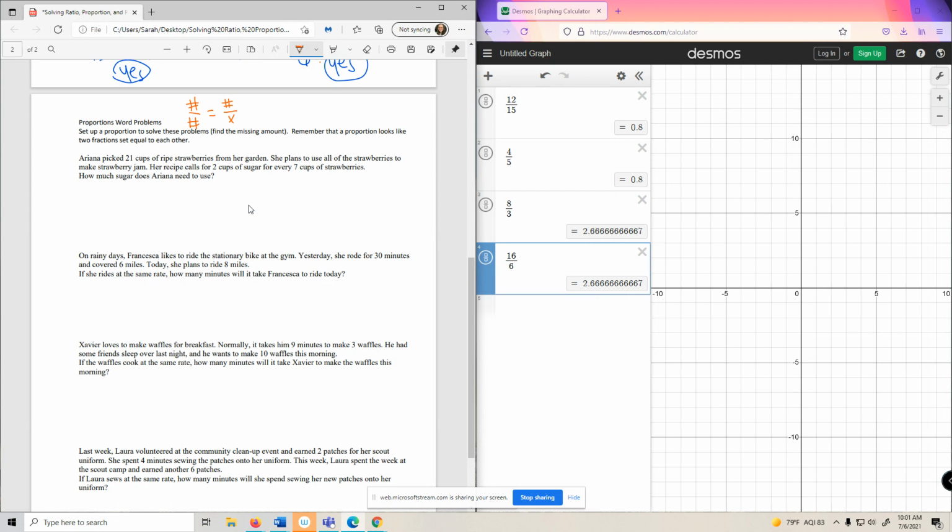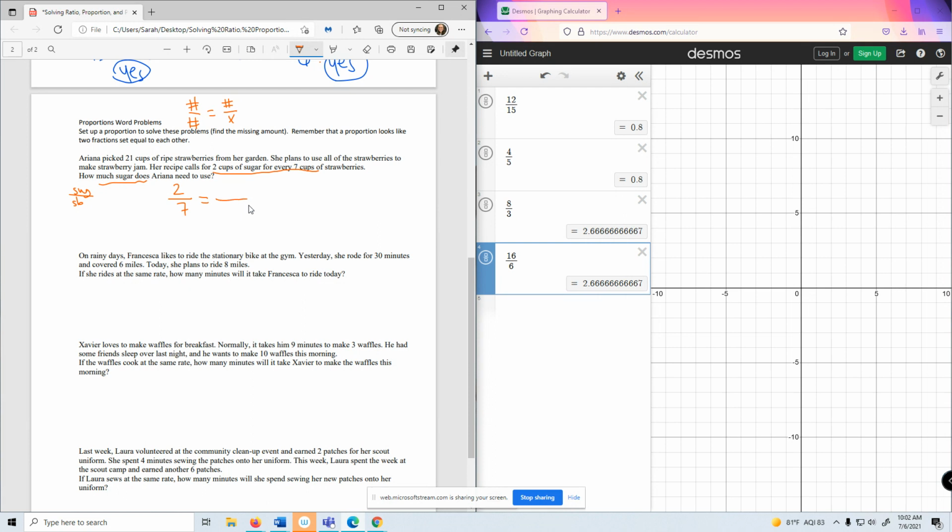Ariana picked 21 cups of ripe strawberries from her garden. She plans to use all of the strawberries to make strawberry jam. Her recipe calls for 2 cups of sugar for every 7 cups of strawberries. So we have sugar over strawberries. That sentence right here says we need 2 cups of sugar for every 7 cups of strawberries. So we're thinking 2 over 7.